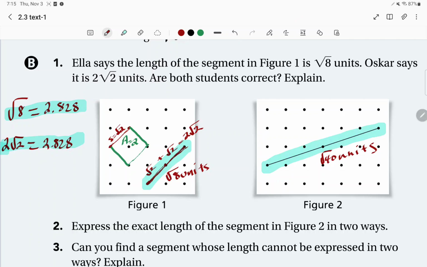Okay, go ahead and try number 2 on your own, expressing the exact length of this line segment in figure 2 in 2 ways, and then come back and see how you did.